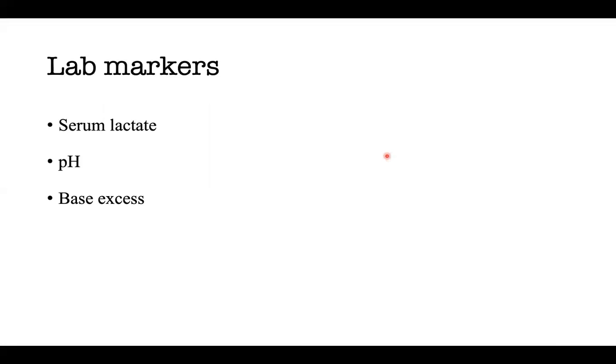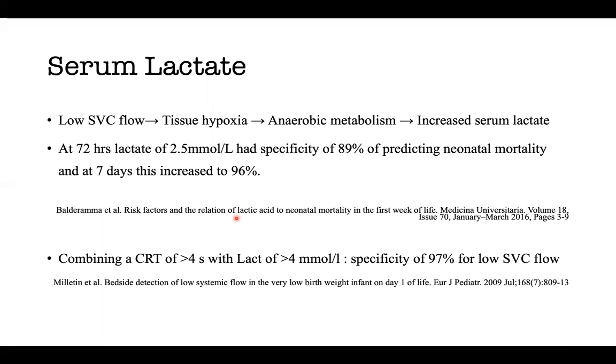Now, so clinical markers, we have discussed CFT, heart rate, urine output, and blood pressure. And of these 4, the most important would be blood pressure and a combination of CFT with increased lactate. Now coming to lab markers, again the 3 important lab markers are your serum lactate, your pH, as well as your base excess. Now I'll discuss briefly about SVC flow, because it's coming again and again. SVC flow is superior vena cava flow, which you assess based on echocardiography.